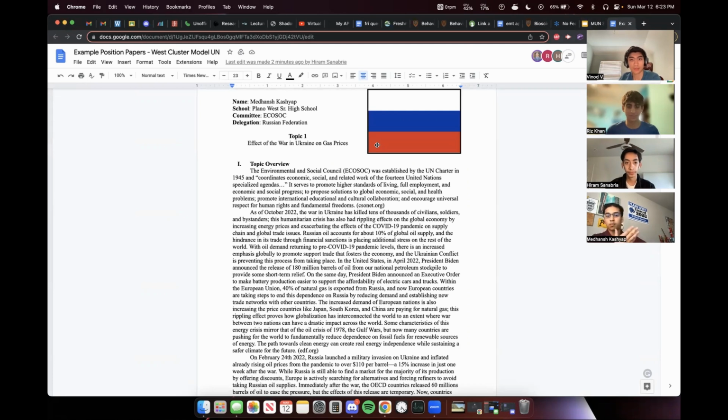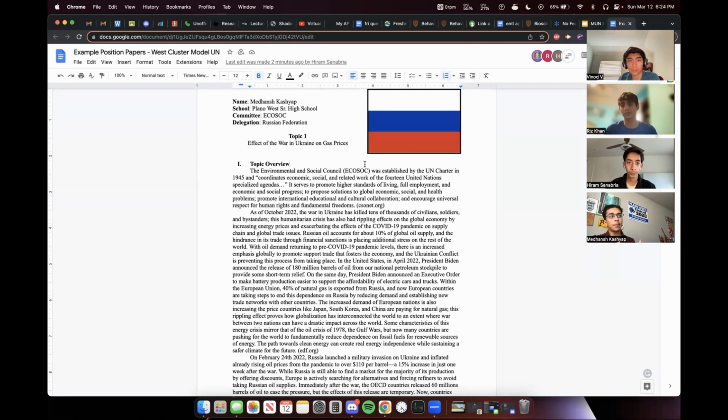So this was a position paper that I wrote for the Dallas Area Model UN Conference. And most of our delegates write a paper in a time crunch. So how do you write a paper quickly and how do you write it effectively? The main thing I did for this paper is I first read the background guide and I tried to summarize it in the first paragraph.